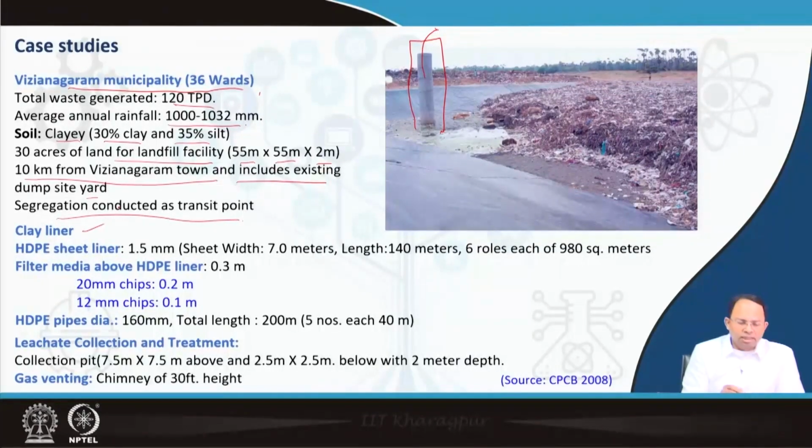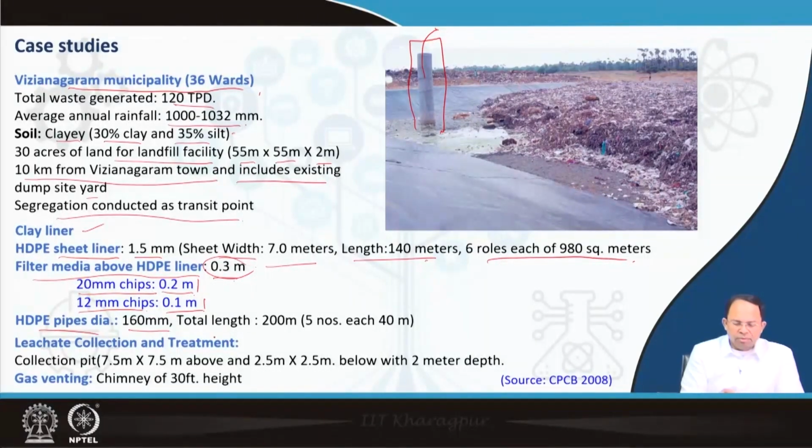A clay liner is utilized using the same soil that is available on site. An HDPE sheet is additionally added, which is of 1.5 millimeter thickness. Each sheet is 7 meters in width and the length is 140 meters, which means 6 rolls of 980 square meters each are required to cover this particular site. Filter media above HDPE liner is 0.3 meter, which is standard. The drainage layer is of 0.3 meter. It includes 20 millimeter chips and 12 millimeter chips, for 1 feet and 2 feet.